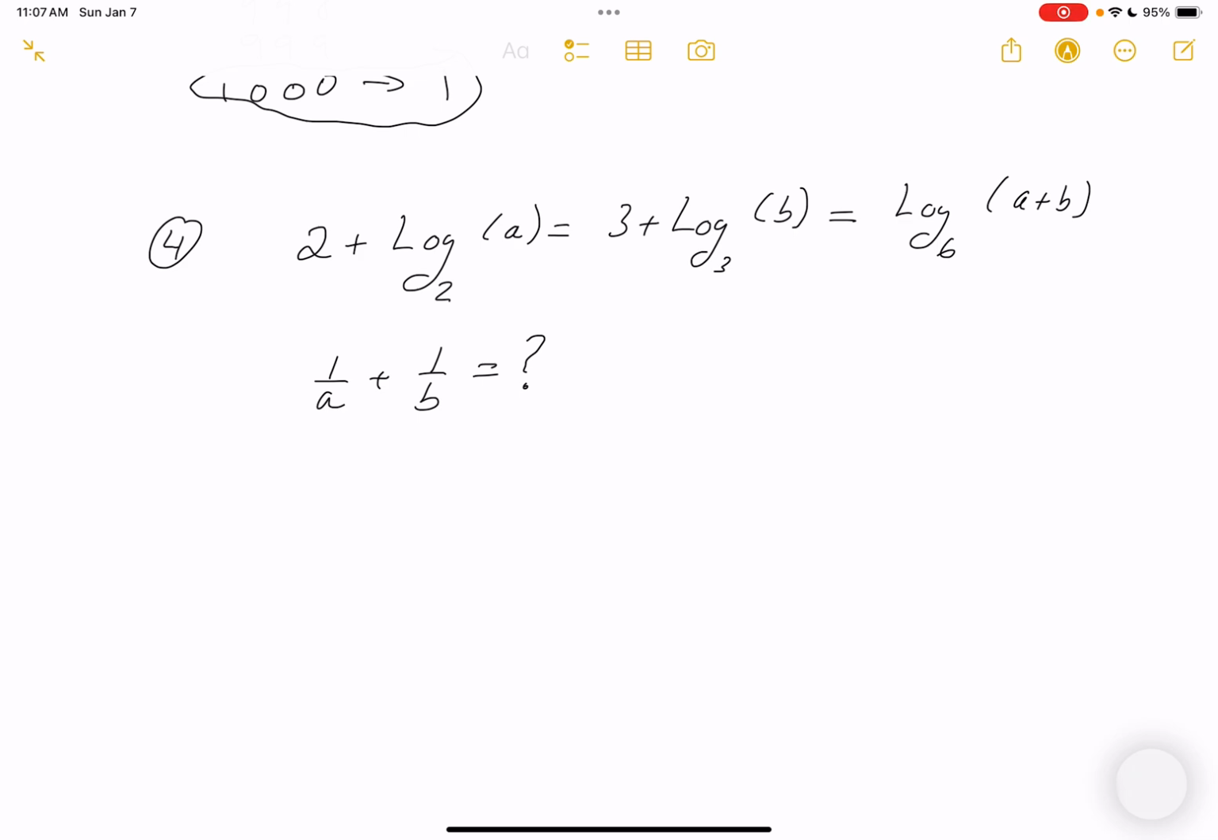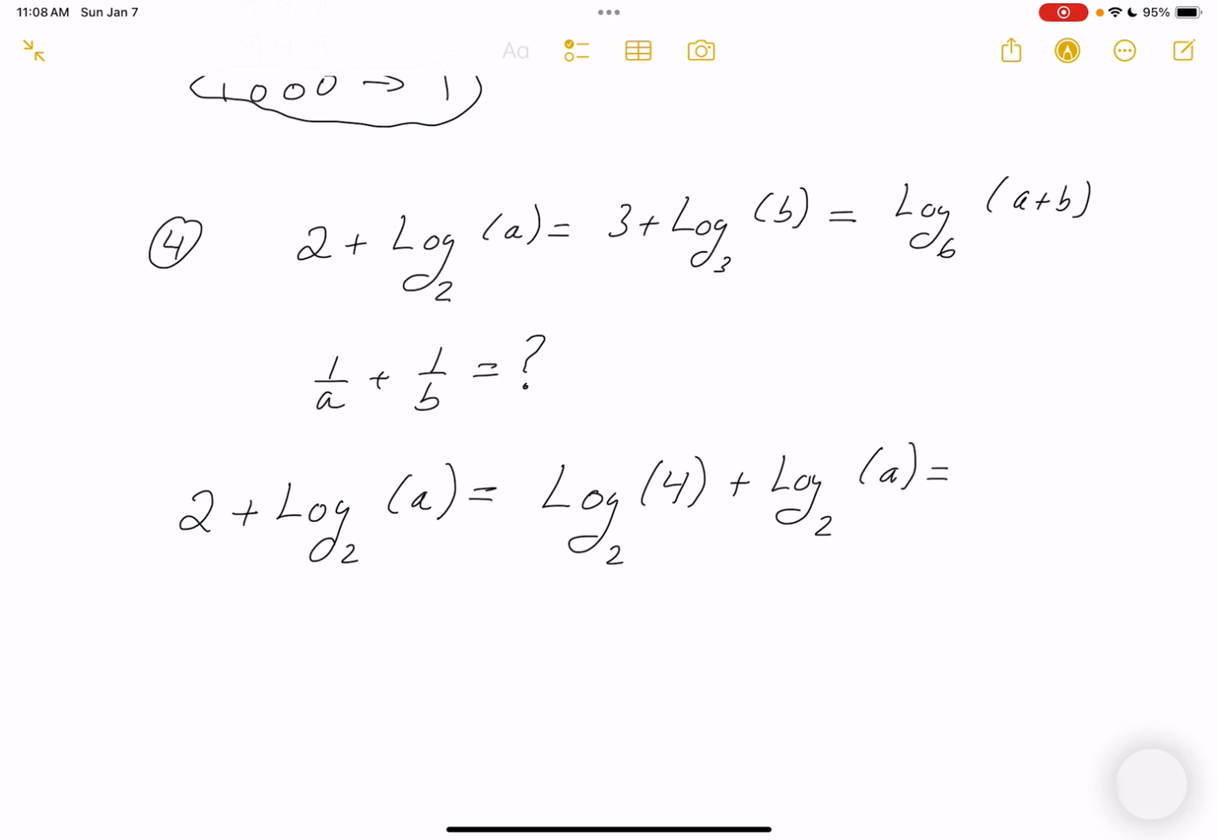The way I'm going to do this is to take these 3 separate statements. For example, 2 plus log base 2 of a. I'm going to try to simplify that, and I would try to write it as a single log. So log base 2 of 4, now I realize 4 is 2 squared, so that's going to give you 2, plus log base 2 of a. And I can combine that together, which gives me log base 2 of 4a.